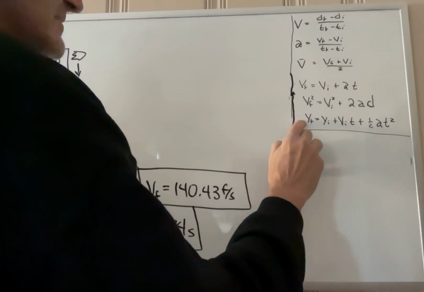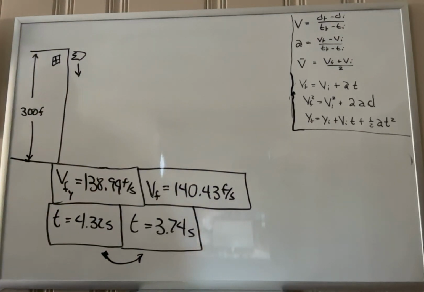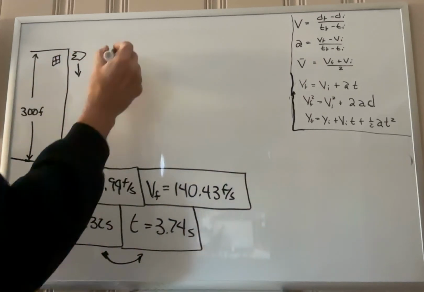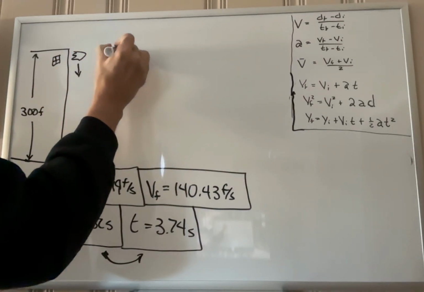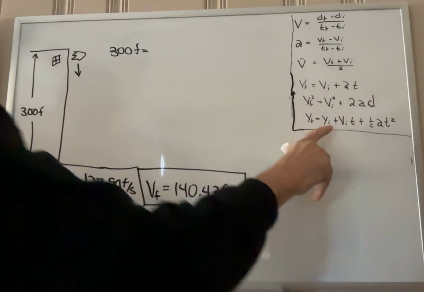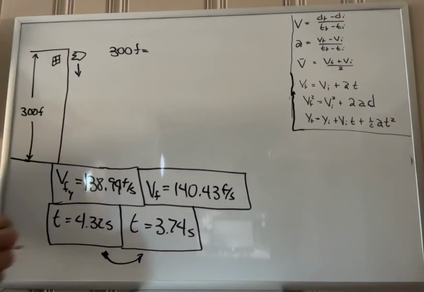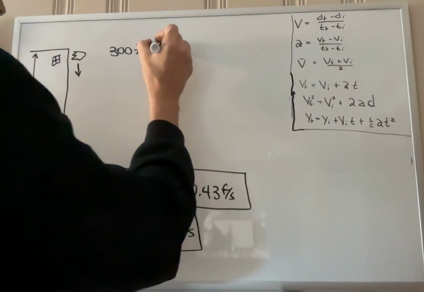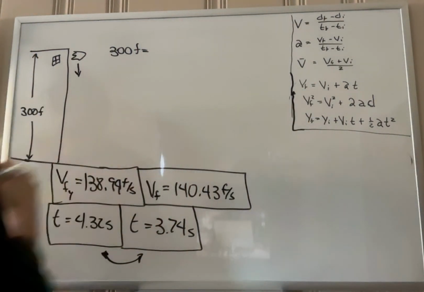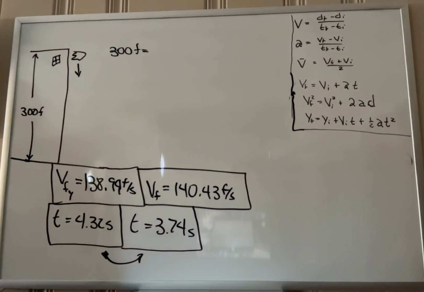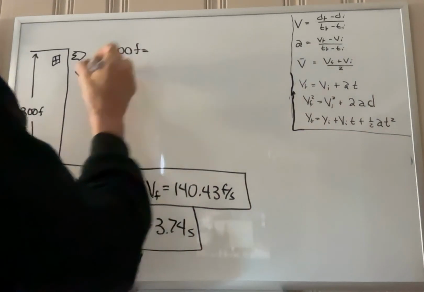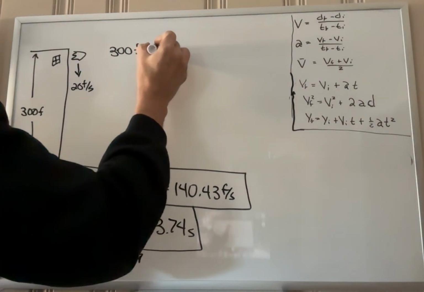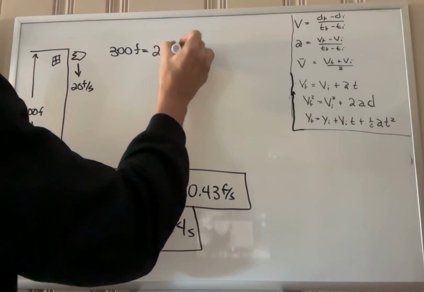So let's use this to find time, which is a little bit more complicated. My y direction in this case is 300 feet. My y initial up here, I'm going to say is 0. And my velocity initial is going to be, let's see, what would we say, 20? Sure, it's 20. So this is 20 feet per second.